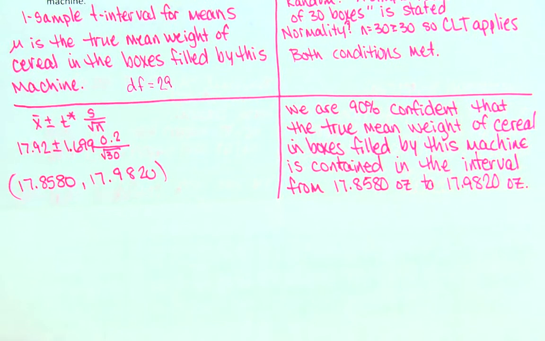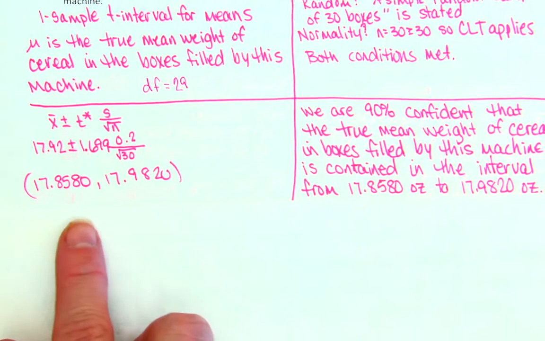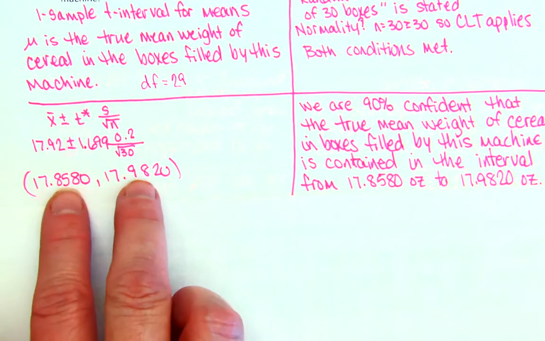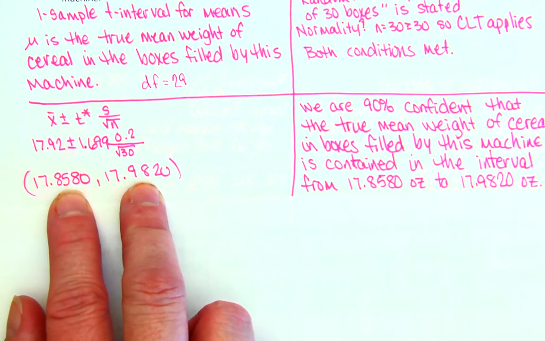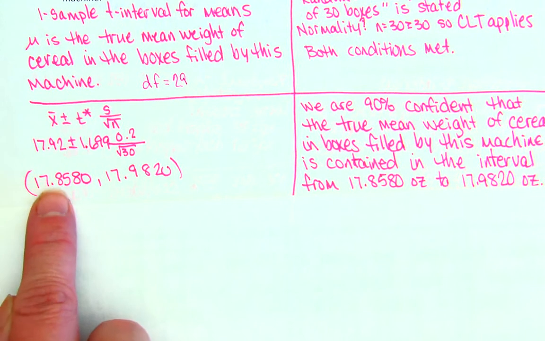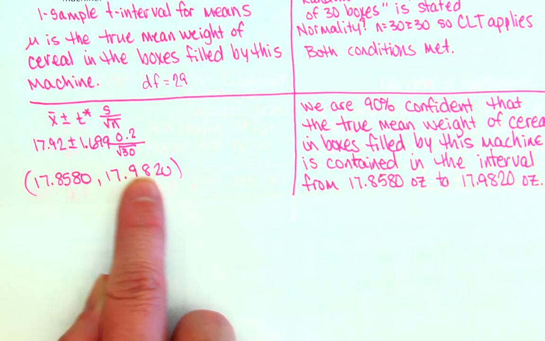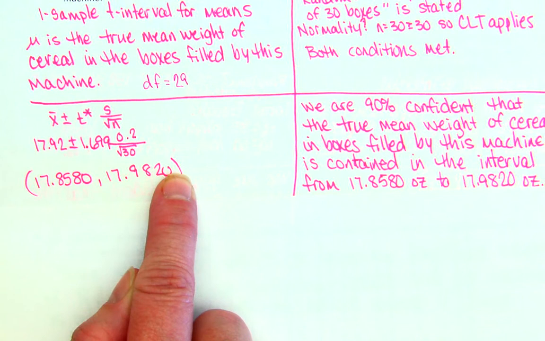Then to explain, we say we are 90% confident that the true mean weight of cereal in boxes filled by this machine is contained in the interval from this to this. So you want to make sure you realize this is interval notation for a set of numbers. Okay? So it's saying this is the smallest value and it is not included, up to this value, which is the largest value, and it is also not included.